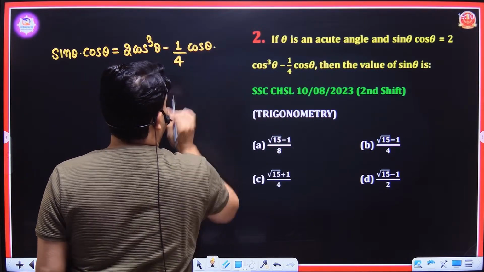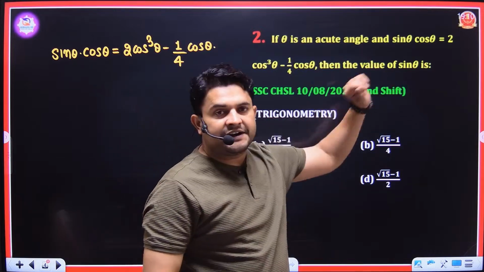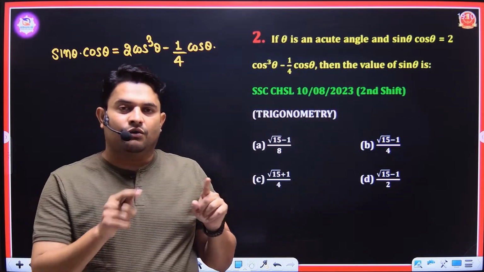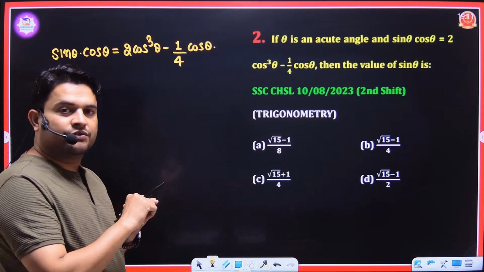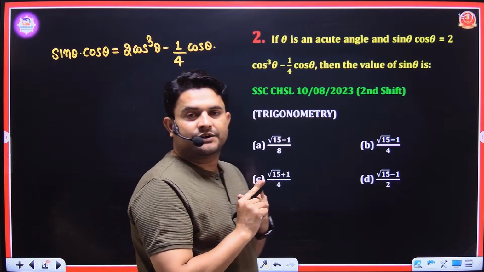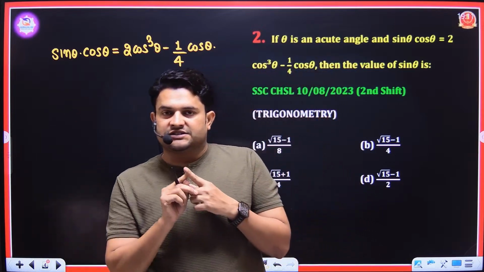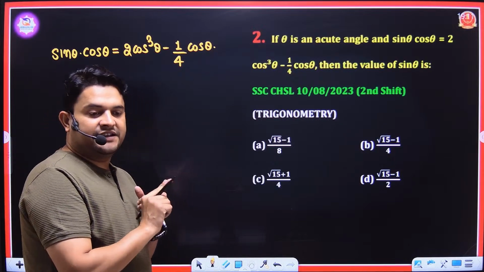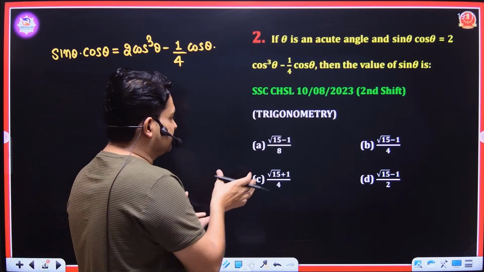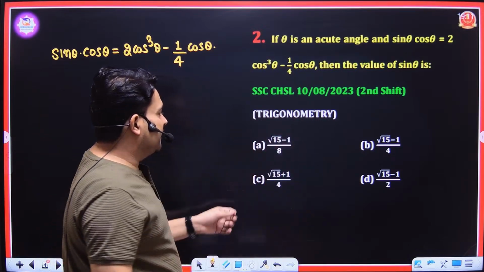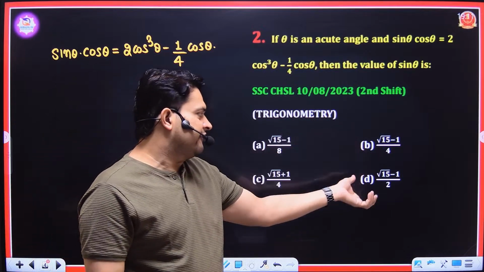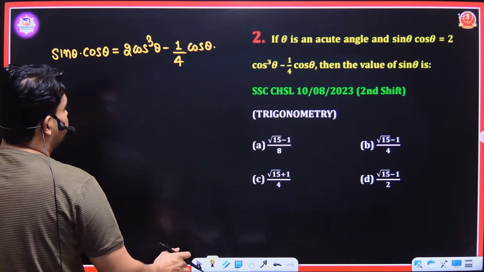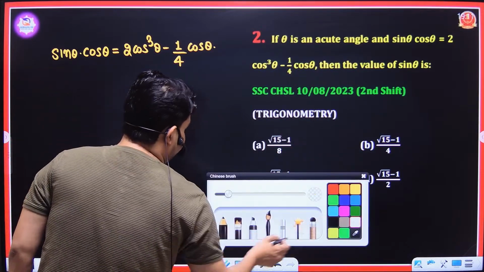See here we have to calculate sine theta, and we know all the values of theta: sine 0 is 0, sine 30 is 1 by 2, sine 45 is 1 by root 2, sine 60 is root 3 by 2, and sine 90 is 1. But here the options are in surds and fractions. So what we have to do, we have to simplify it first.